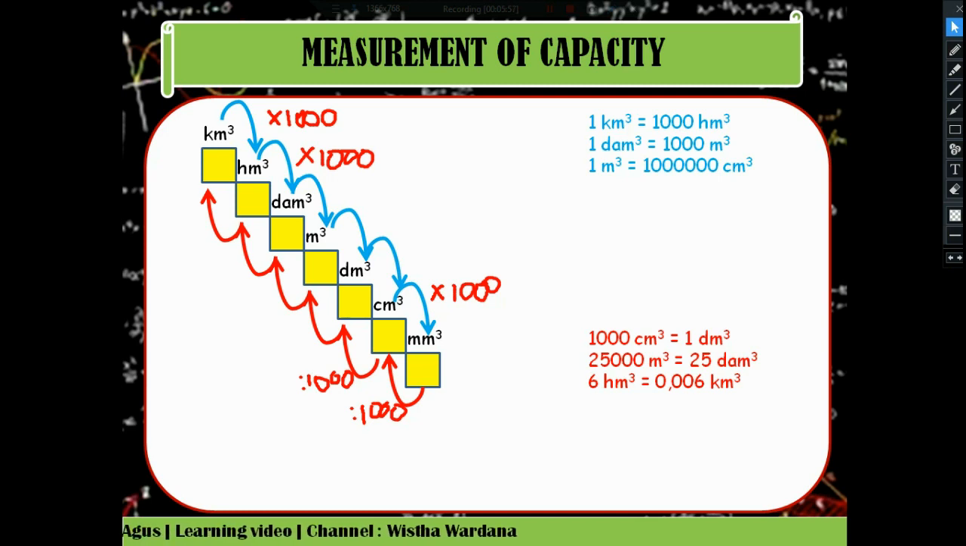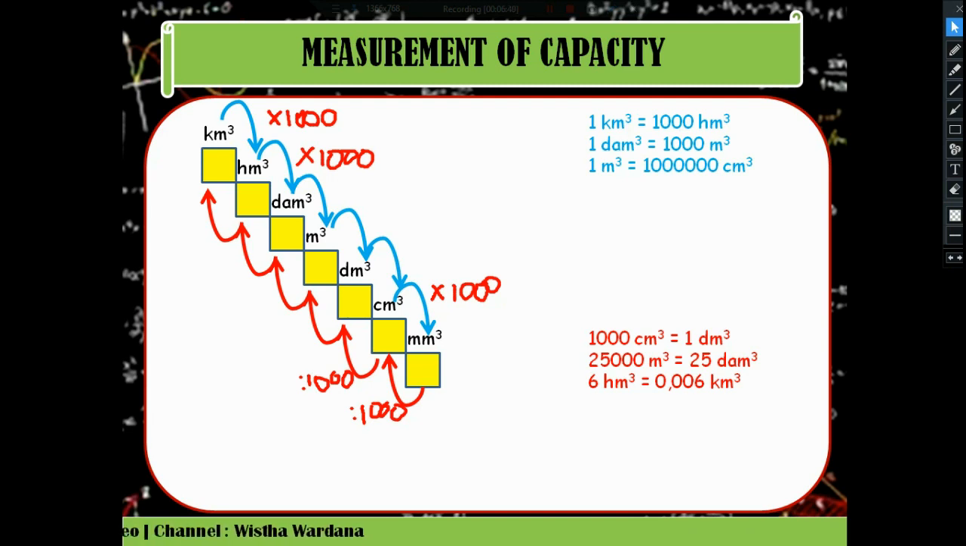And the other example again. If you want to change 25,000 cubic of meter into cubic of decameter, you have to move up 1 step from cubic of meter into cubic of decameter. So you have to divide 25,000 by 1000. So you will get 25 cubic of decameter.